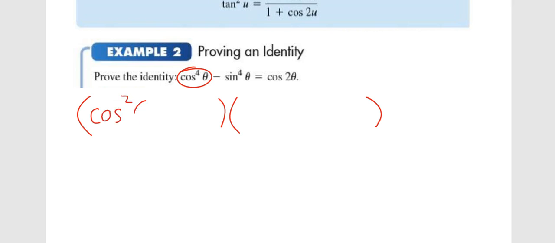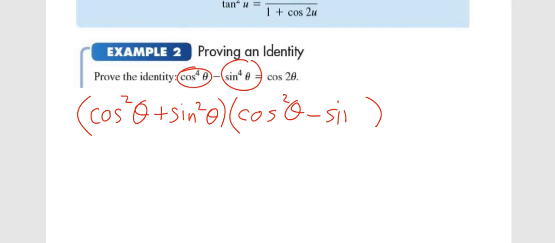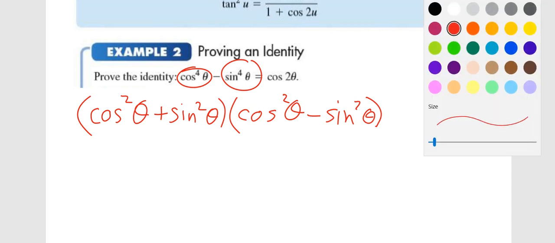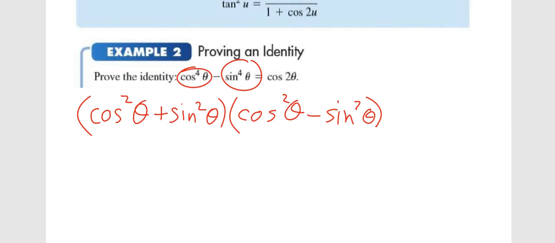Cosine squared theta and cosine squared theta. And what are we going to do with this? Plus and minus, that's true. Sine squared theta, we got a plus, we got a minus. Doesn't matter which one you put in, which, okay. Does anything look familiar?